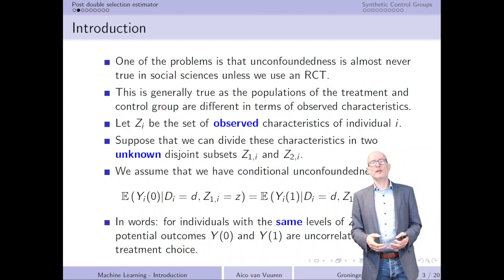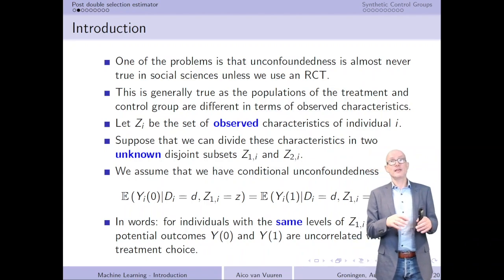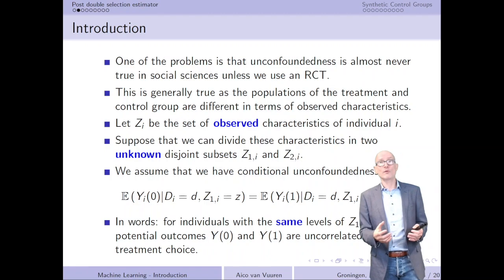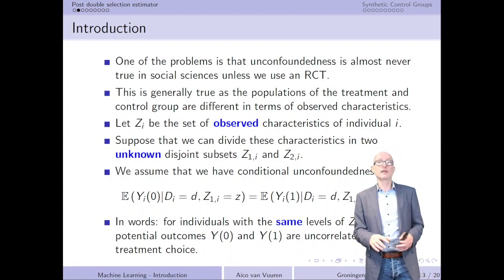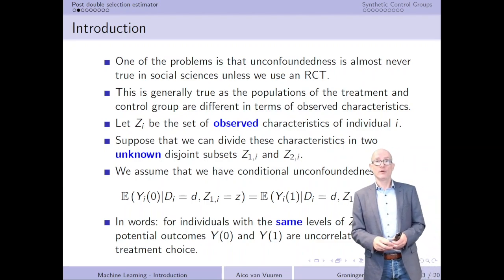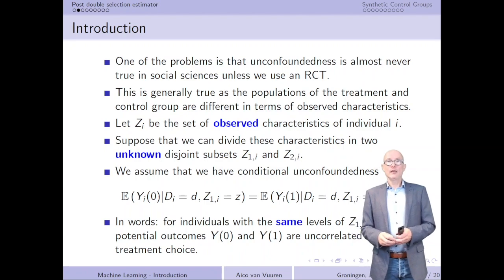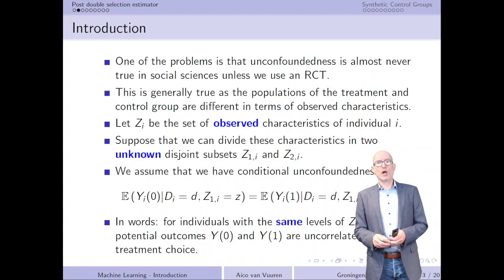So roughly, Z_1 are the relevant characteristics in our data set, whereas Z_2 are the irrelevant characteristics. But the problem is that we do not know which characteristics are relevant and which are not. Now we're going to introduce what we call conditional unconfoundedness.